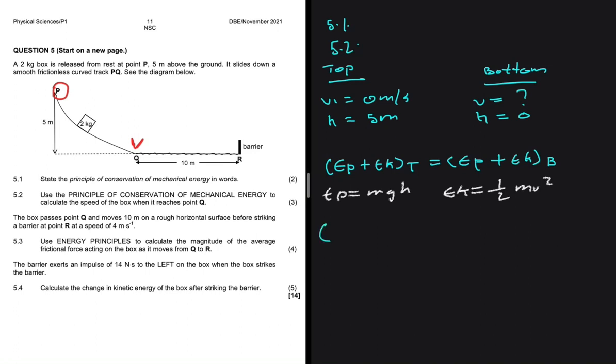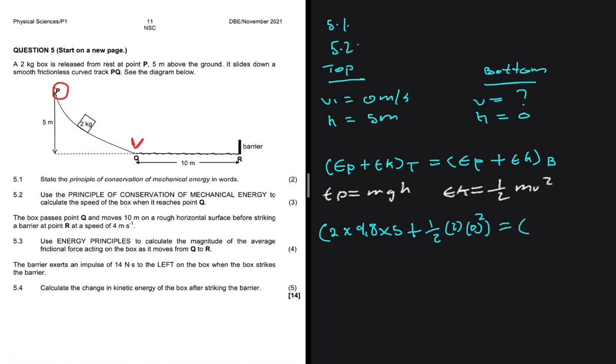So EP at the top, we're going to have the mass, which is 2 kg, multiplied by the gravity, which is 9.8, multiplied by the height, which is 5 meters, plus EK. So EK is a half, the mass is 2 kg, and the velocity at the top is equal to 0 because our object is sliding from rest. And then this will be equal to EP plus EK at the bottom.